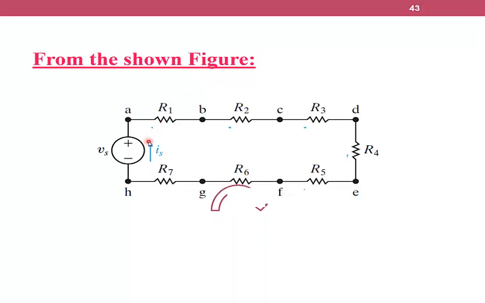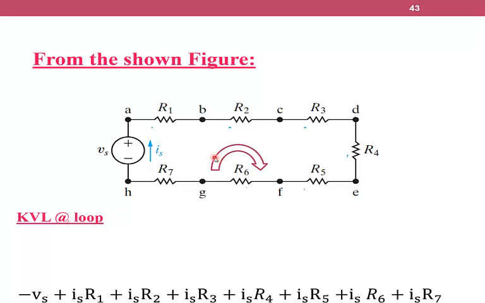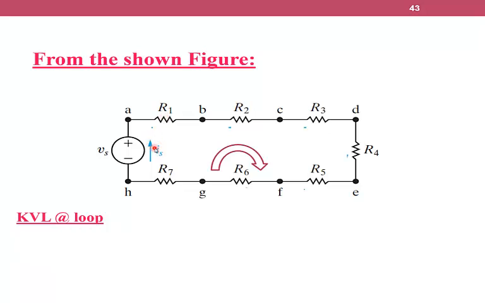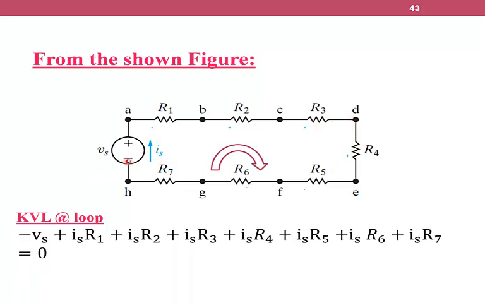From the shown figure, we are going to apply KVL at the loop. So minus Vs plus R1Is, and so on. Please note that the current Is is the same for all these components. So we have minus Vs plus R1Is plus R2Is plus R3Is plus R4Is plus R5Is plus R6Is plus R7Is, and all of this equals 0.